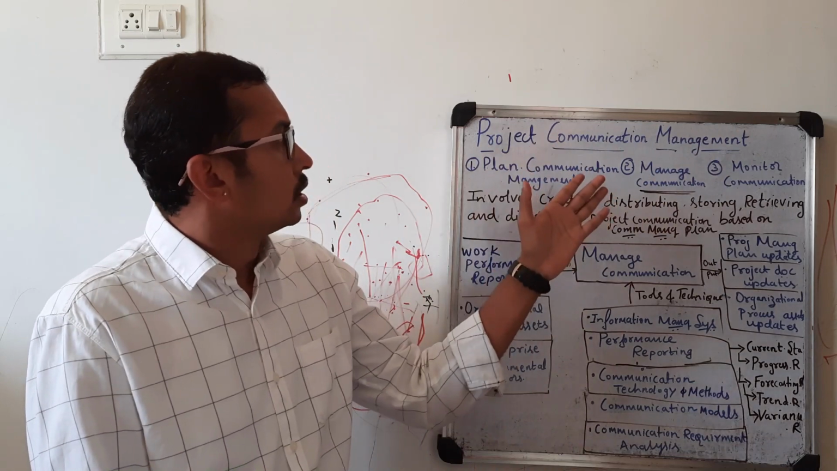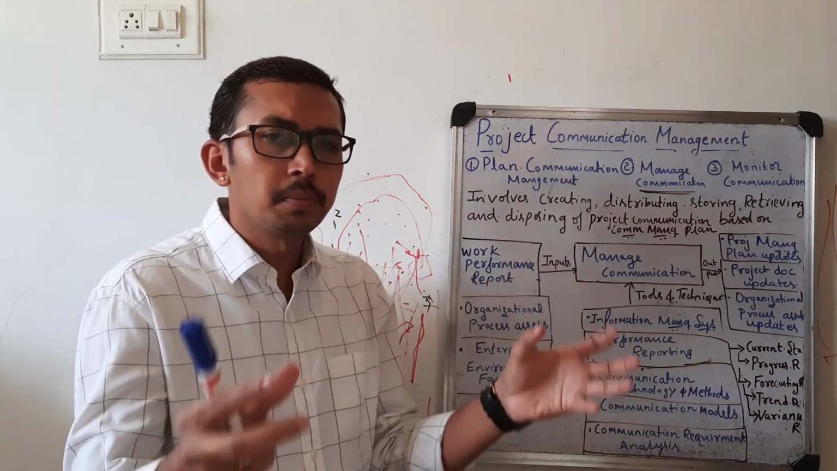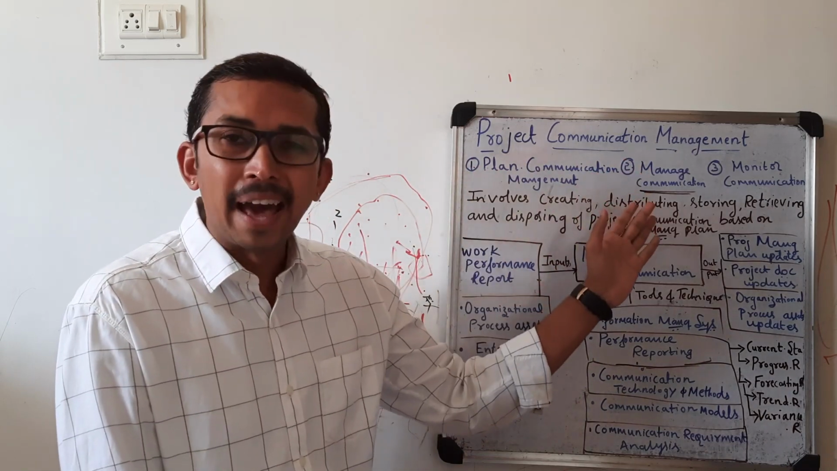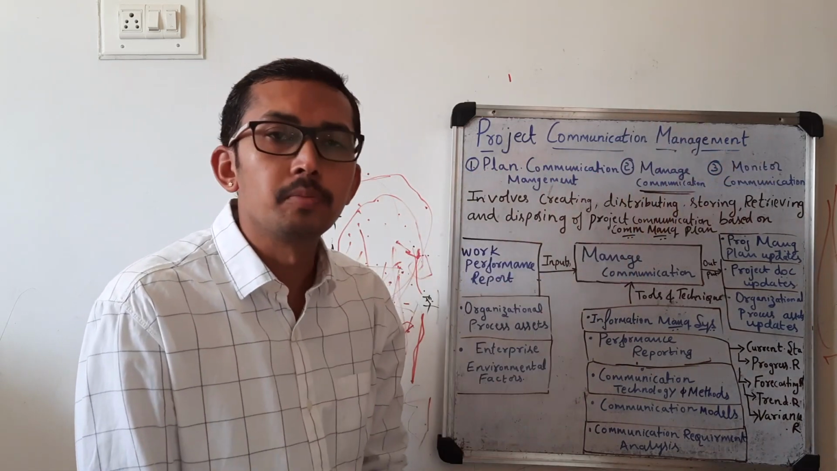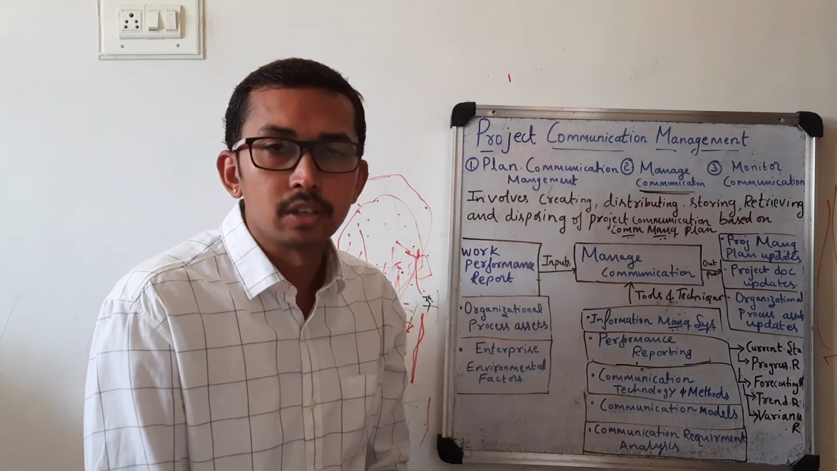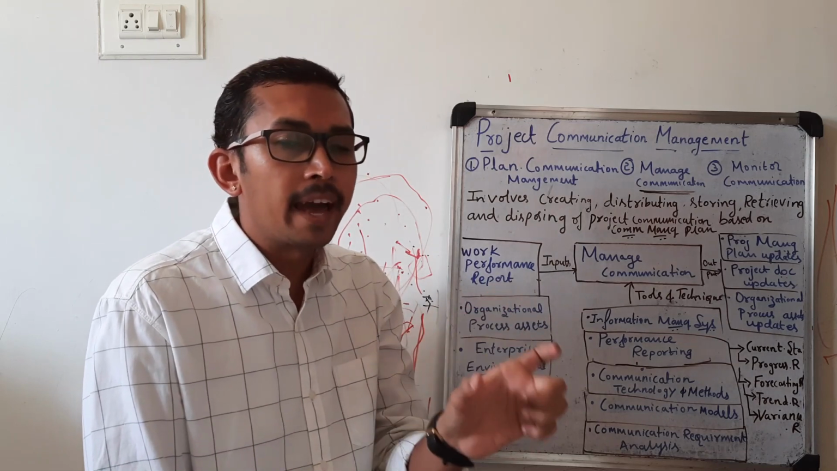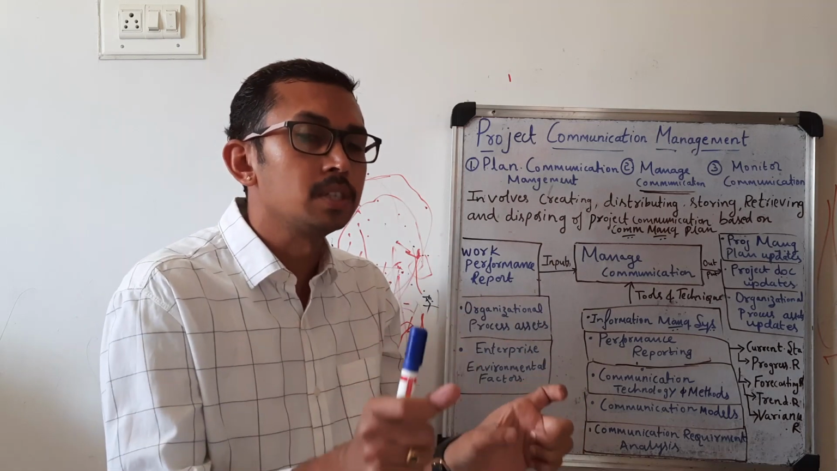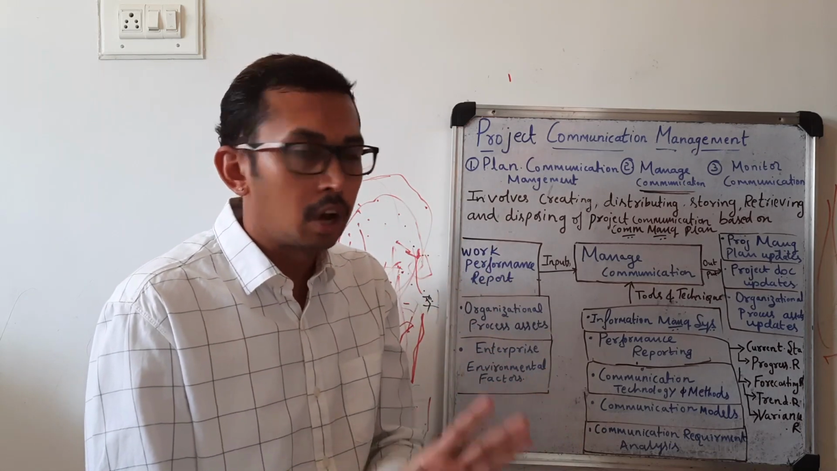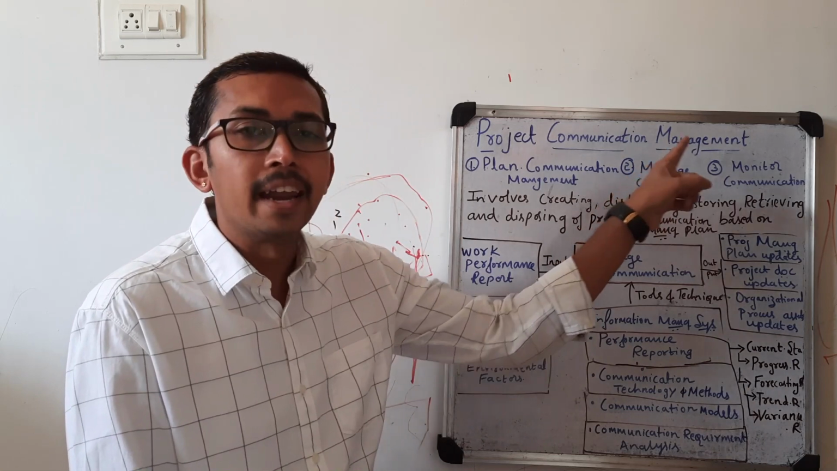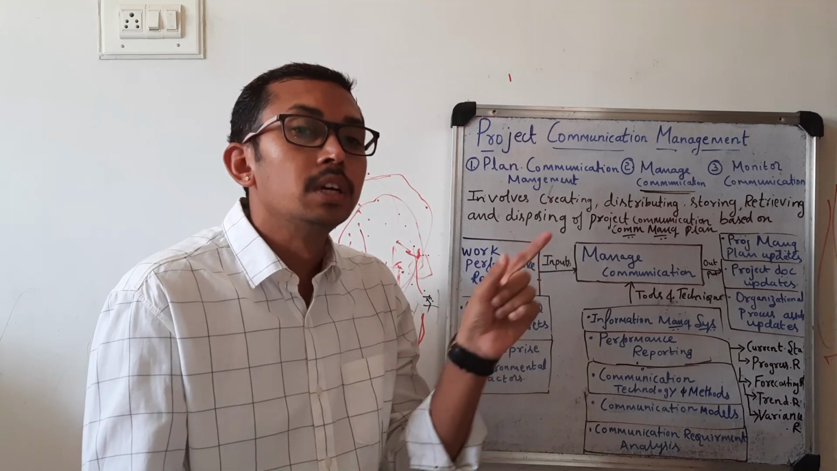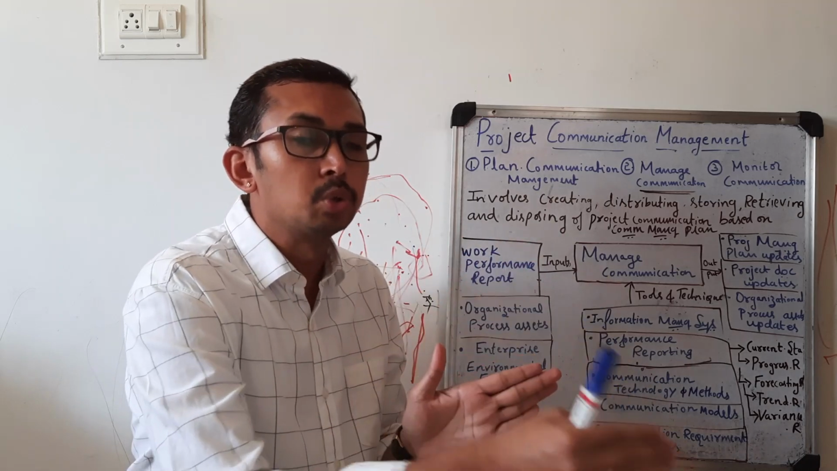In the previous class we were discussing project communication management. It consists of mainly three processes: plan communication management, manage communication, and monitor communications. We discussed plan communication management, which comes in phase 2 of the project life cycle, the planning phase. Today we are discussing manage communication, which comes in phase 3, the execution phase.